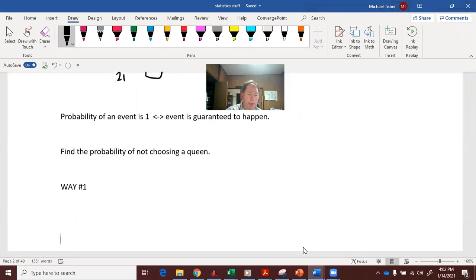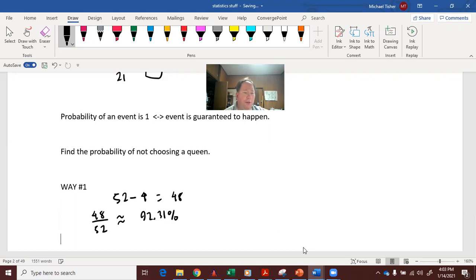All right, so we can do 52 minus, take out the 4 queens. 52 minus 4 is 48. And so the answer is 48 over 52, which is roughly 92.31%.